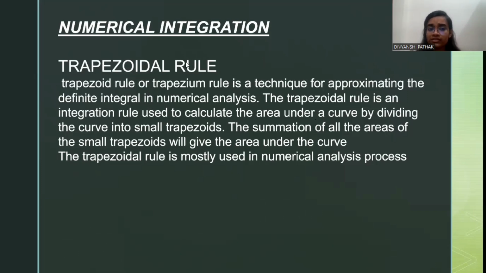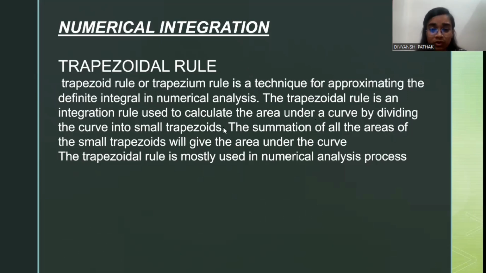So what is trapezoidal rule? Trapezoidal rule, or trapezium rule, is a technique for approximating the definite integral in numerical analysis. Like it is a method to evaluate definite integral. Trapezoidal rule is an integration rule used to calculate the area under the curve. सो ये इंटीग्रल को कैलकुलेट करने के लिए है, तो मतलब कि it will evaluate the area under the curve.